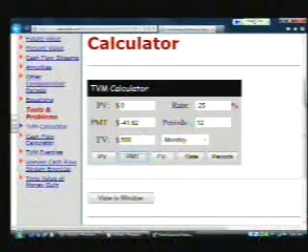Now watch how nifty this calculator is. This calculator can calculate, it could actually even calculate the APR when you borrow something. Let's go ahead and clear everything out.